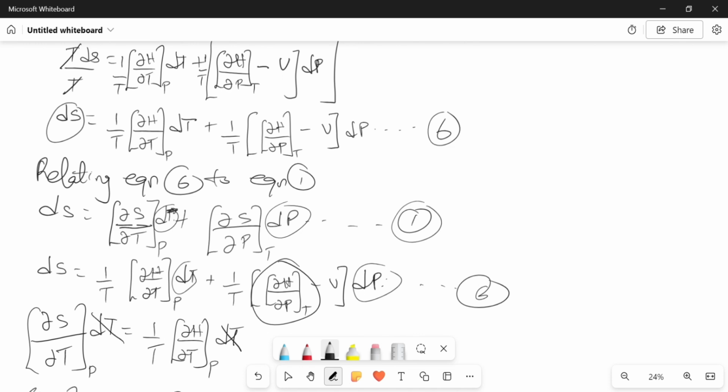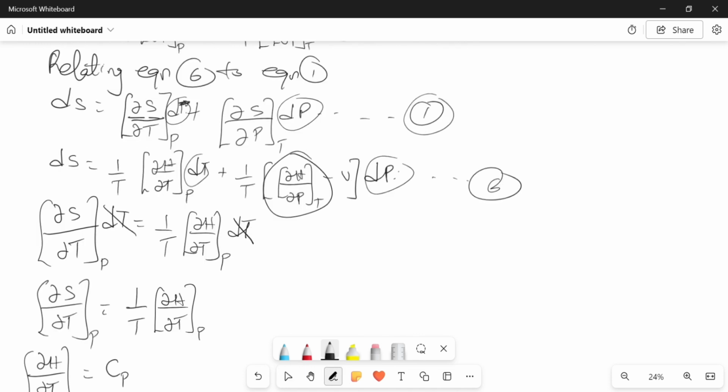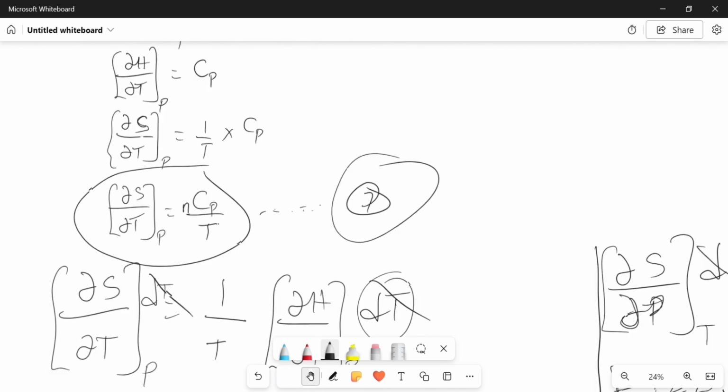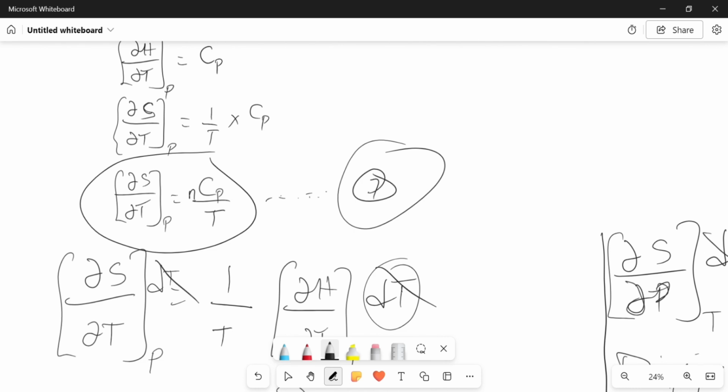The major thing is to try this on your own. We are going to be releasing a video just like this. In this video we did the change in S, that is, entropy as a function of temperature and pressure. What about if it's a function of temperature and volume? Probably in the next video we are going to talk about that.